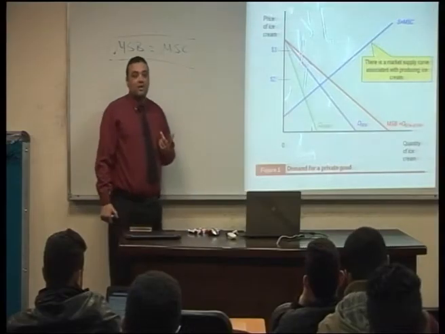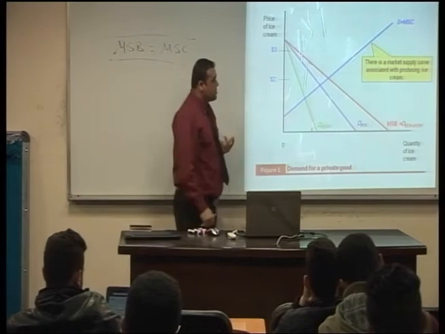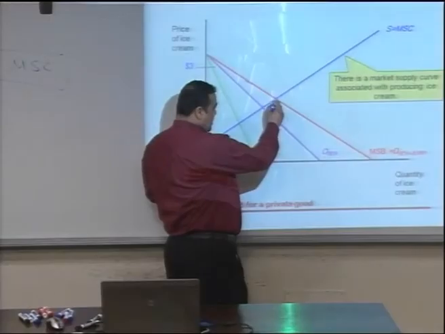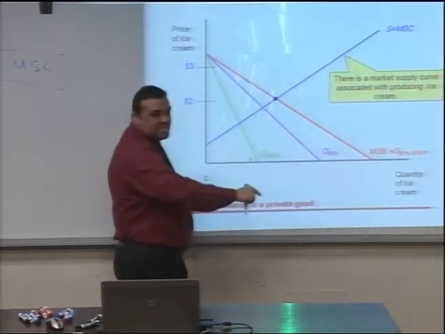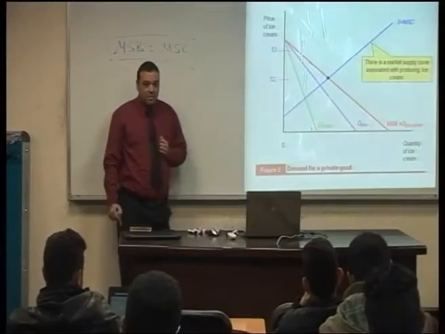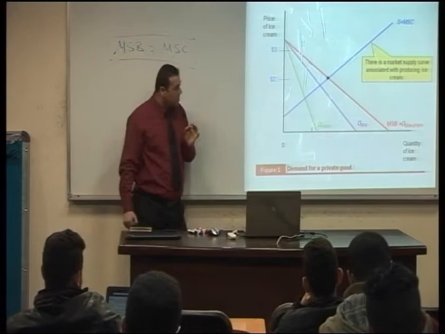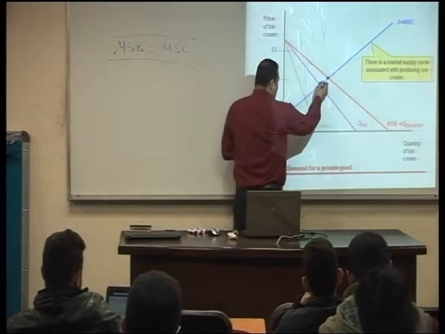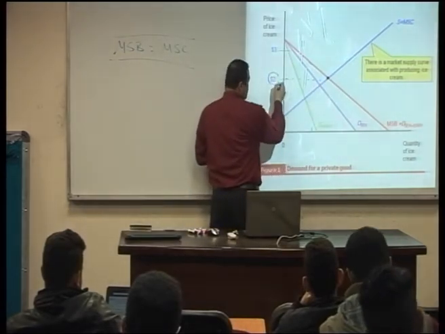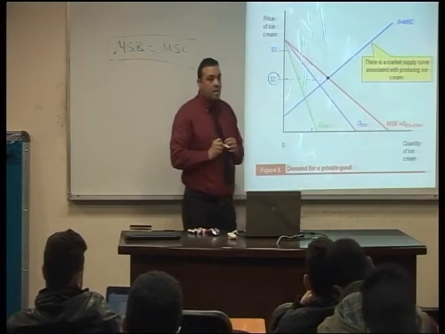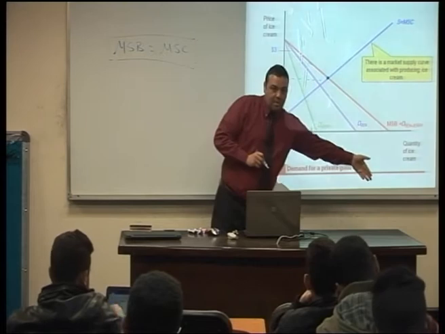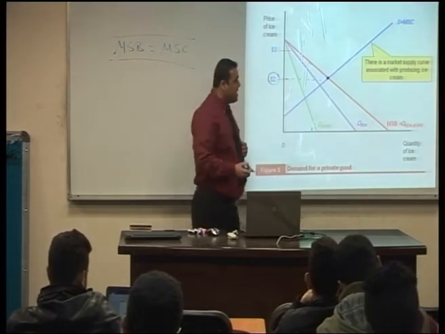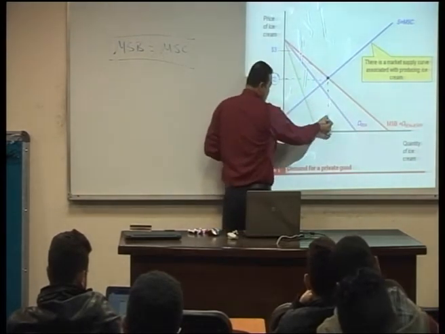Where is the social optimal here? Social optimal occurs where the marginal social cost equals the marginal social benefits. At this point, this is the equilibrium price, the same price for Jerry and Ben, for Ahmed, for Ali, the same price, and this is the social optimal quantity here.